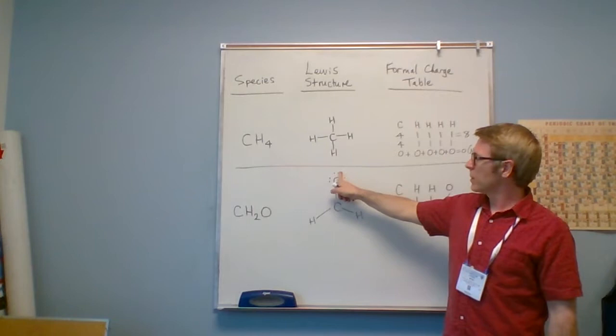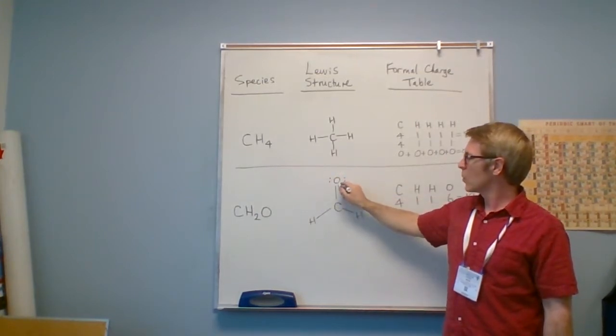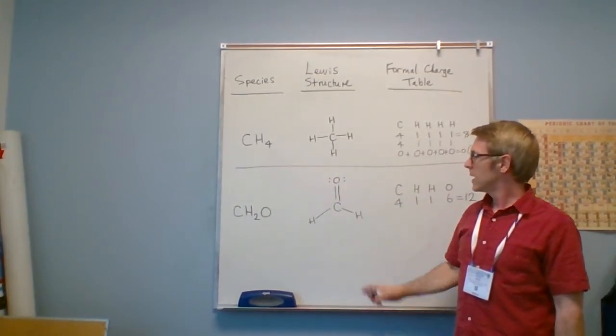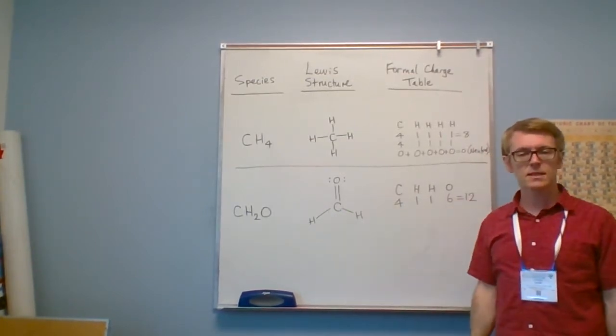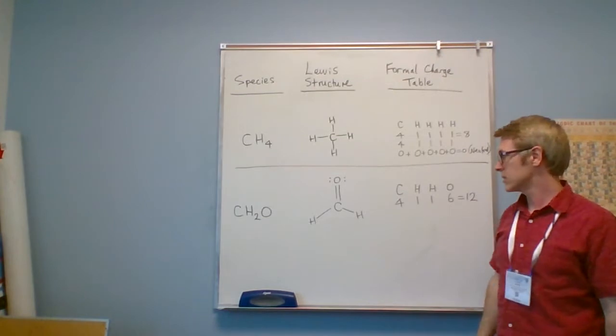So I replace this lone pair with a bonding pair. So I still have my 12 electrons, but now carbon also has access to the valence electrons that it would like to.